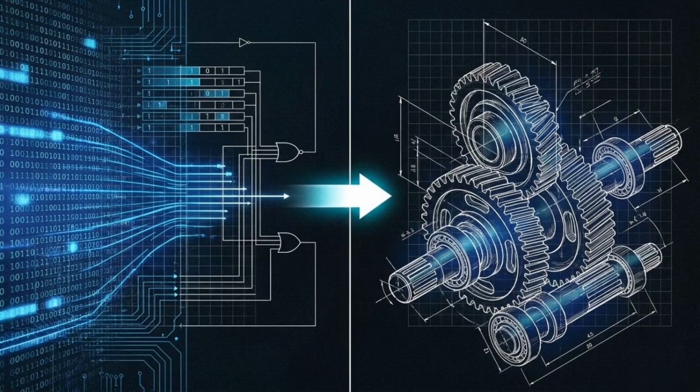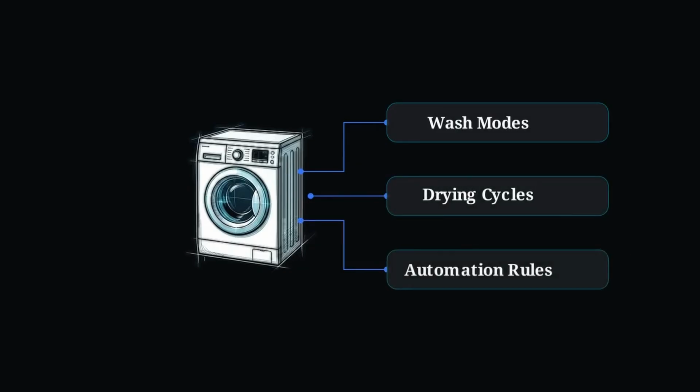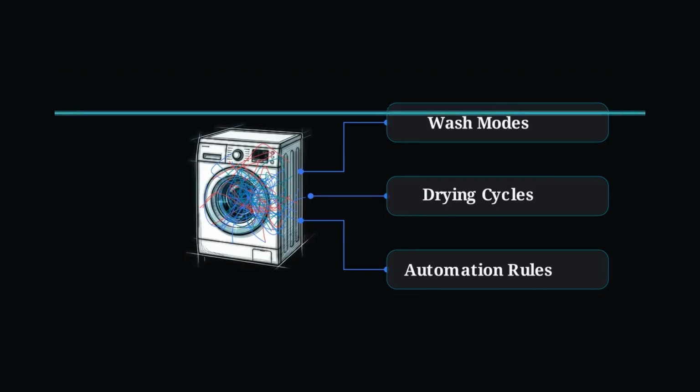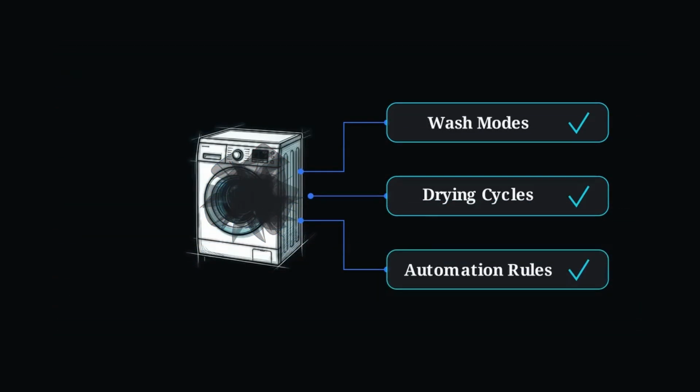We can visualize this shift by looking at physical hardware. Consider this washing machine schematic. When evaluating capabilities, you look directly at external functions: wash modes, drying cycles, and automation rules. You do not calculate value by analyzing internal wiring density. Consumers judge the machine entirely by the tasks it performs.